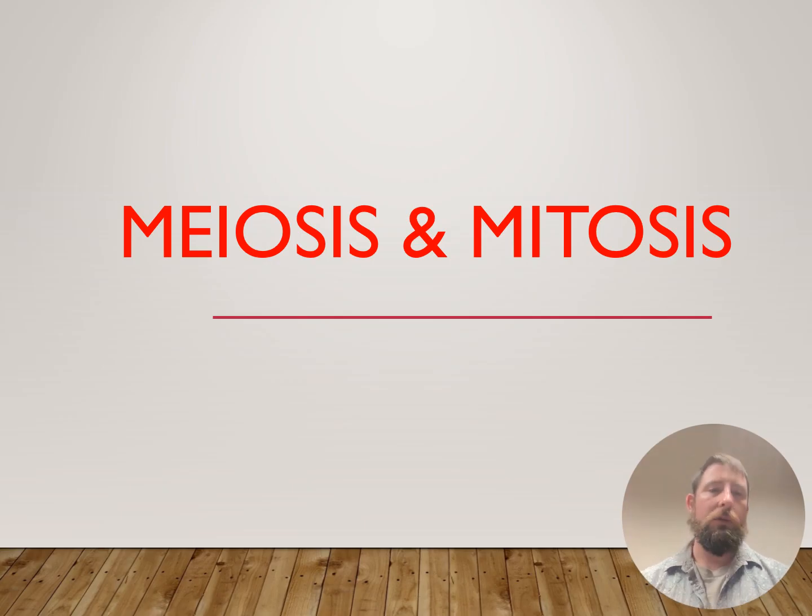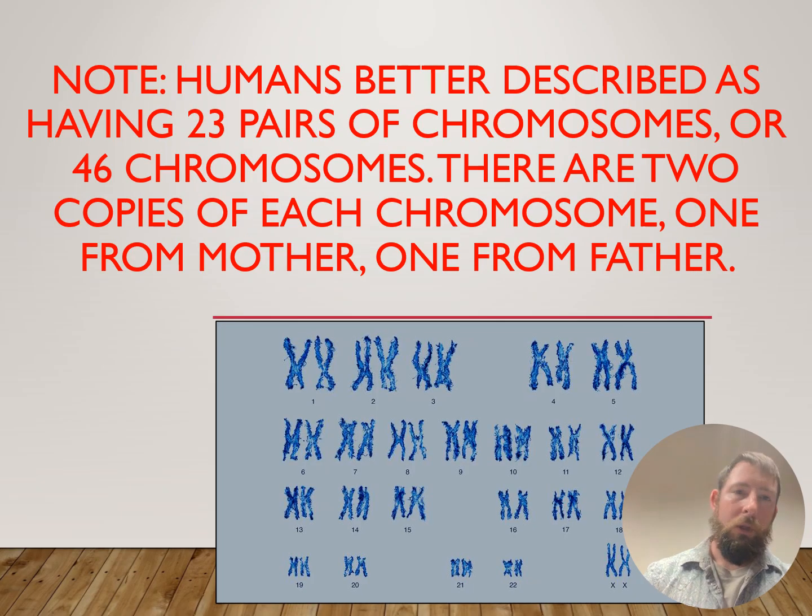Today we're talking about the cell cycle in meiosis and mitosis. So getting into that, one addendum I need to make to our previous lecture is I told y'all that humans have 23 chromosomes. That is not technically wrong, but it's certainly not the best way to express that. Humans are better described as having 23 pairs of chromosomes.